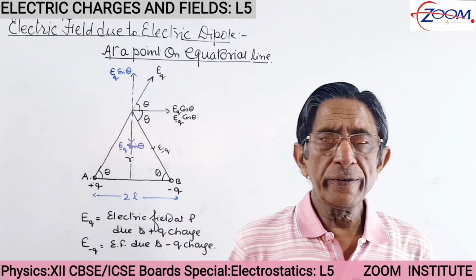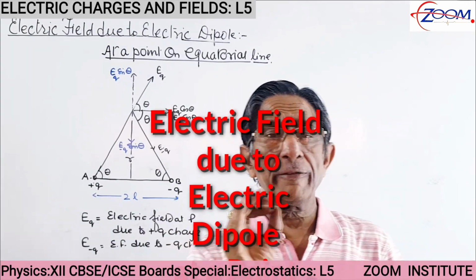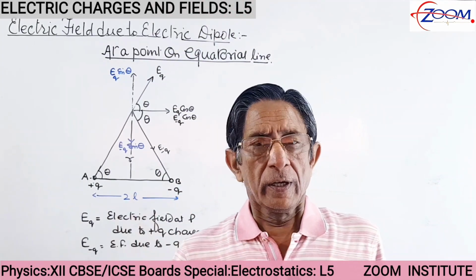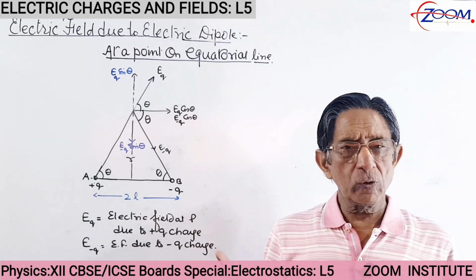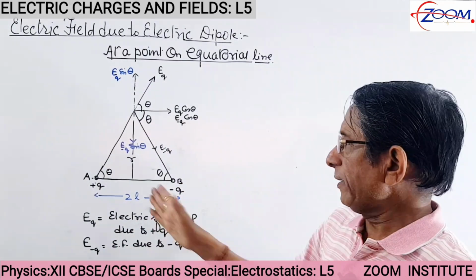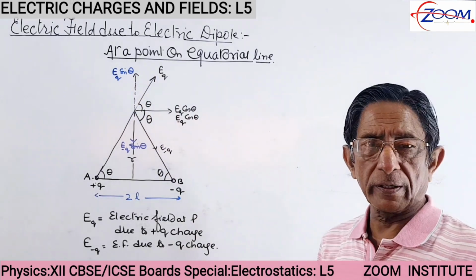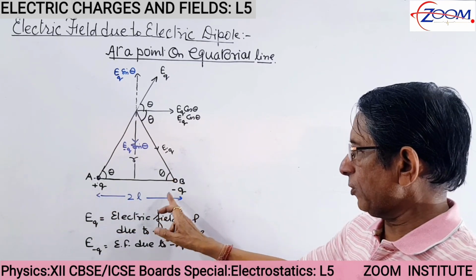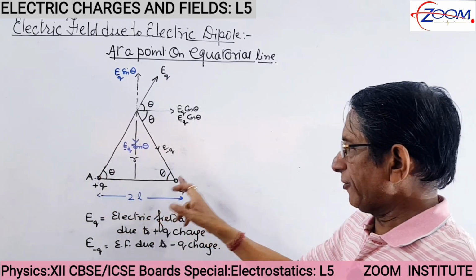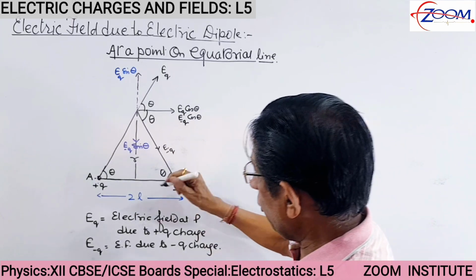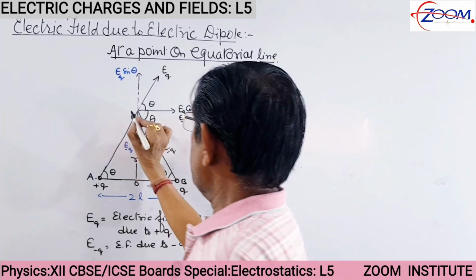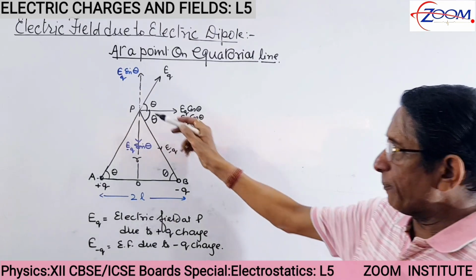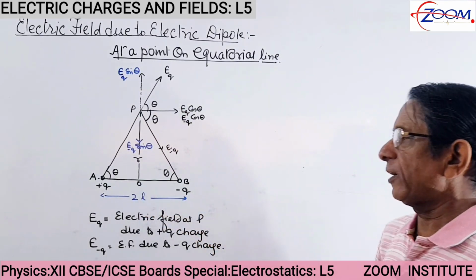So now students, we come to the second case, electric field due to dipole at a point on its equatorial line. Remember, what do you mean by equatorial line? Equatorial line means the point lies on its perpendicular bisector. So students, we consider an electric dipole consists of two charges plus q and minus q separated by distance 2l. From its center O at distance r there is a point P where we have to calculate electric field.